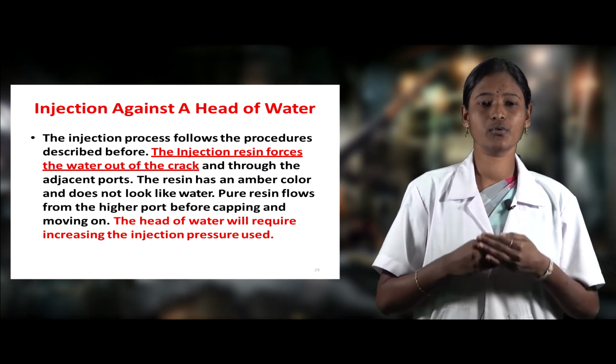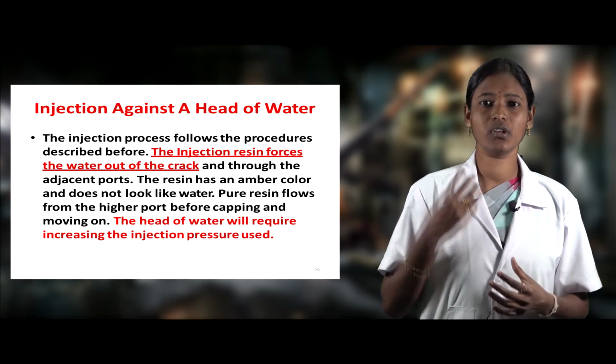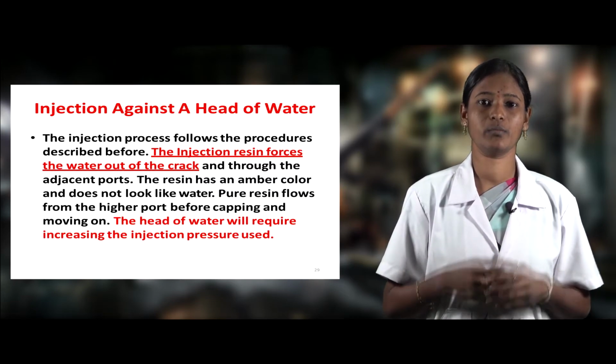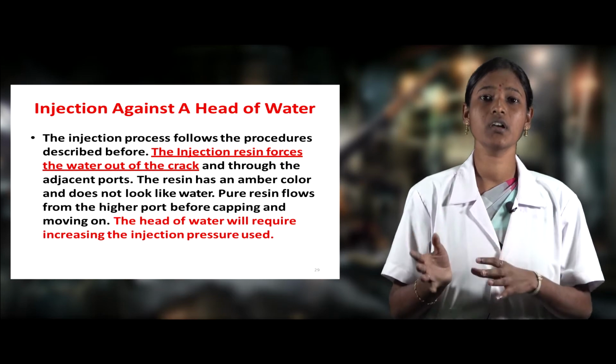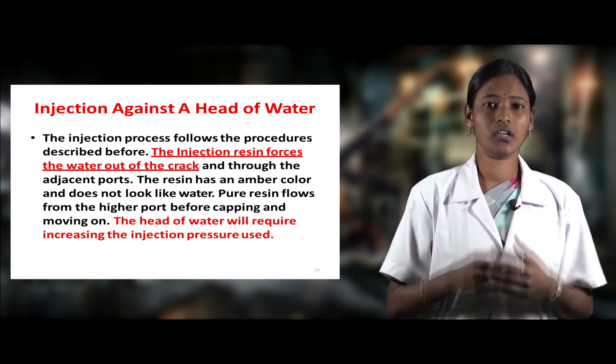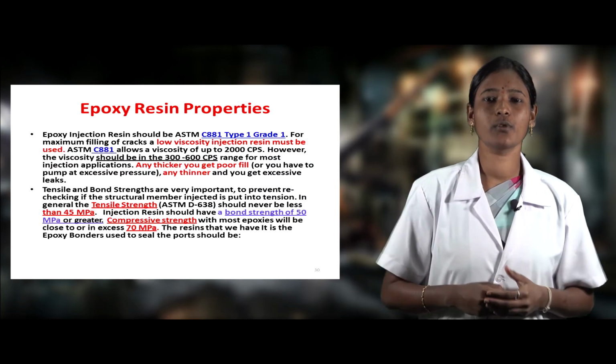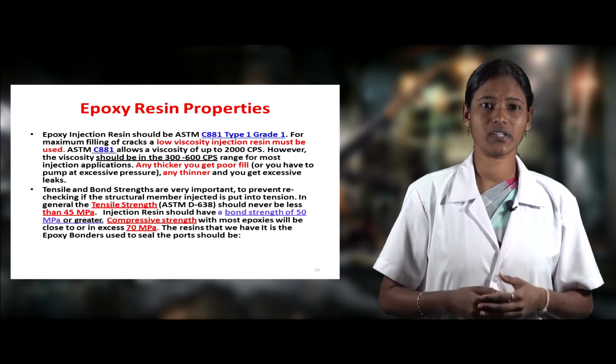The injection resin forces the water outside the crack and through the adjacent ports. The resin has an amber color and does not look like water. Pure resin flows from the higher port before capping and moving on. The head of water will require increasing the injection pressure used. Next we are going to see the epoxy resin properties.